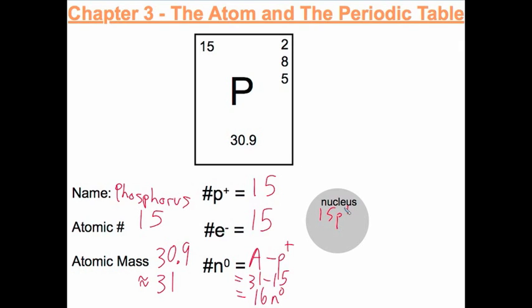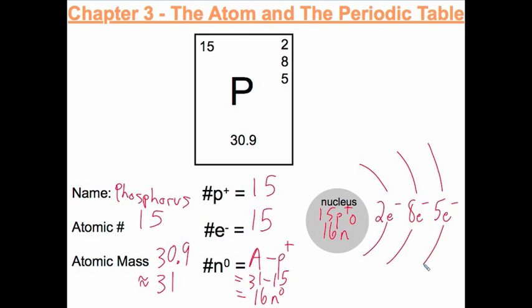The protons are in the nucleus, along with the neutrons. The electrons are orbiting in shells around the nucleus. The first shell can hold a maximum of 2. We need 15 electrons, so we still need 13 more. Of those 13, 8 are in the second shell because the second shell can only hold a maximum of 8. That means we need the third shell. So we have 2 plus 8 is 10. We need 5 more. Those last 5 go in the last shell. So the electron configuration is 2, 8, 5.